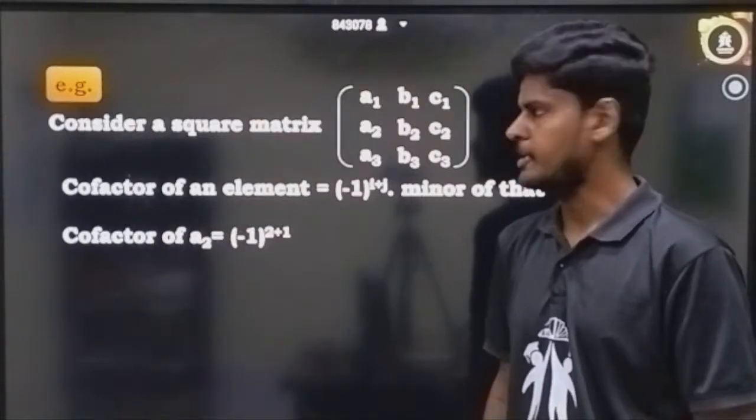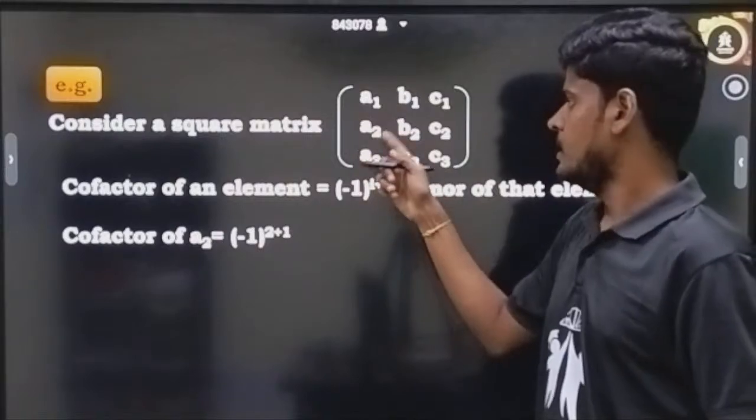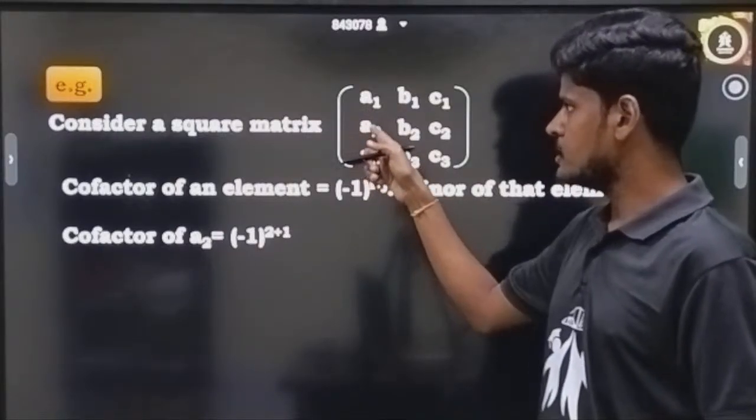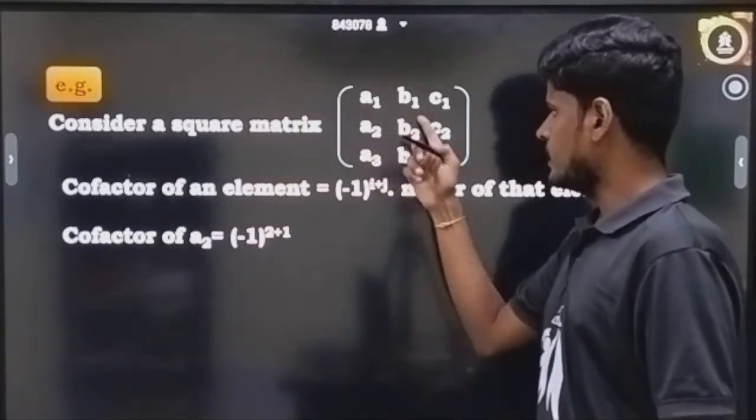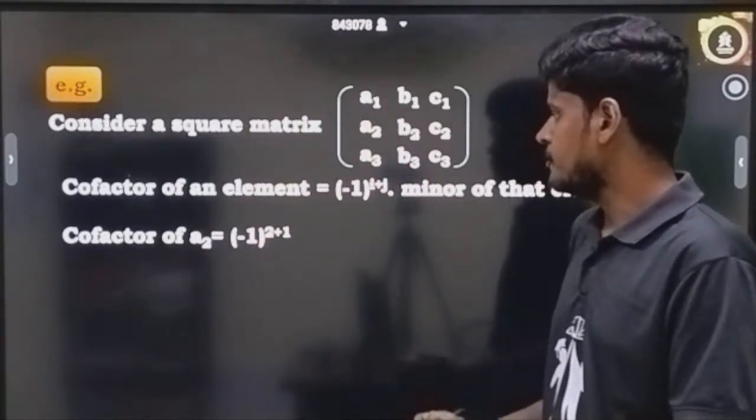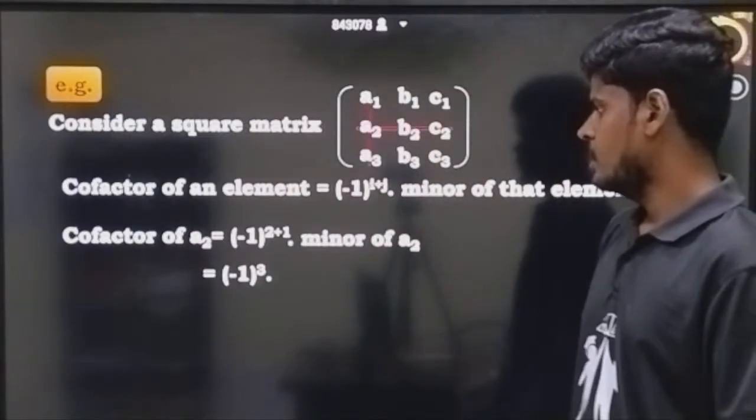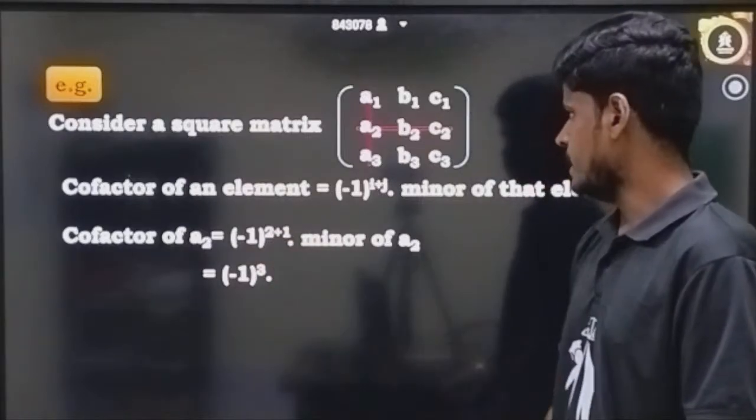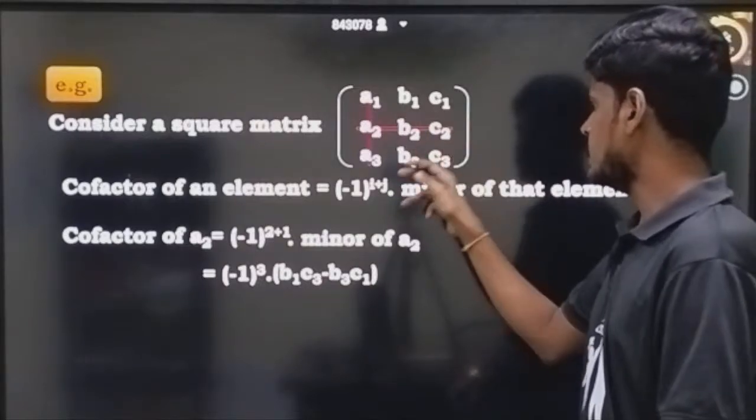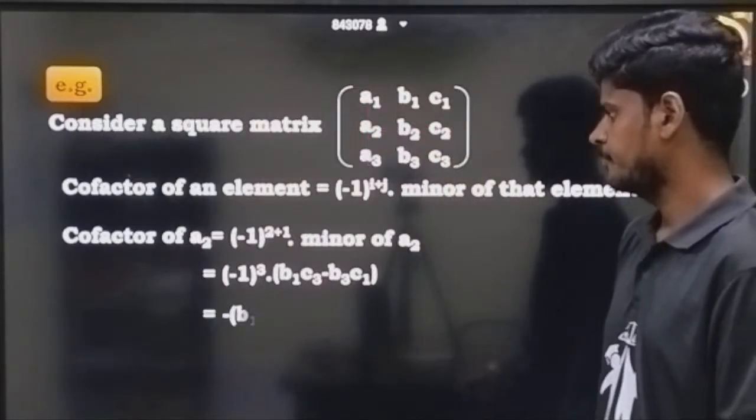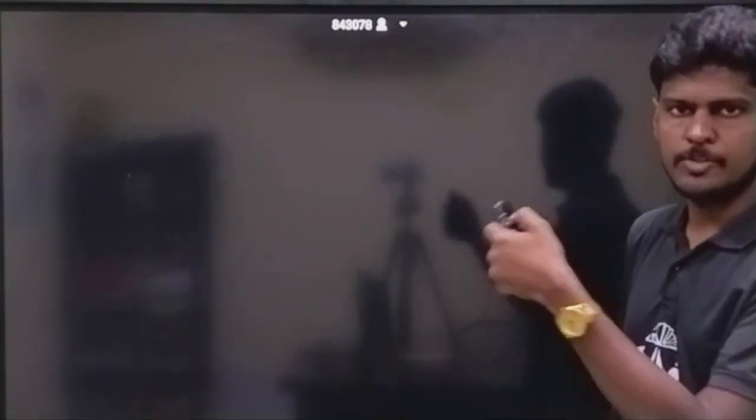For example, cofactor of A2. A2 is here. Then what do we need to do? Which is the row and column number? Row is second row and column is first column. So the final answer is (-1) power 2 plus 1, the row and column number added, into the minor of this. We leave the row and column and find the value of the minor. This is (-1) power 3, which is a negative sign, and leaving this row and column, we write the multiplication of the other two. That is B1 C3 minus C1 B3. So the final answer is this one. Clear now? This is how we should find the cofactor.